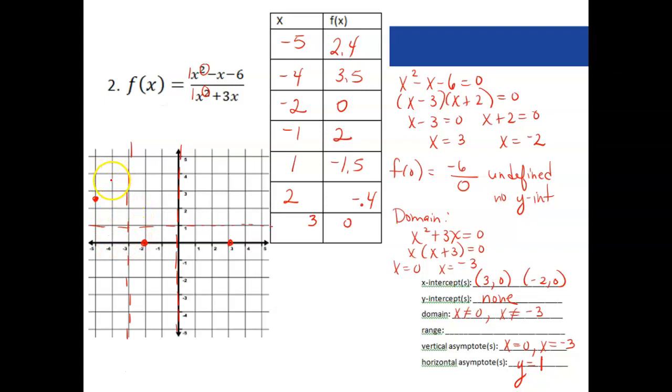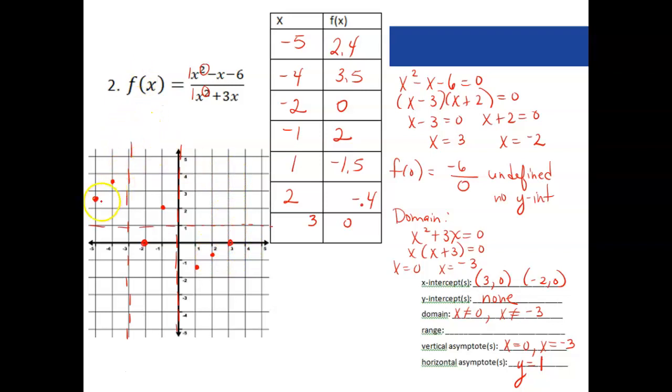-4 and 3.5, -2 and 0, -1 and 2, 1 and -1.5, 2 and -0.4, 3 and 0.